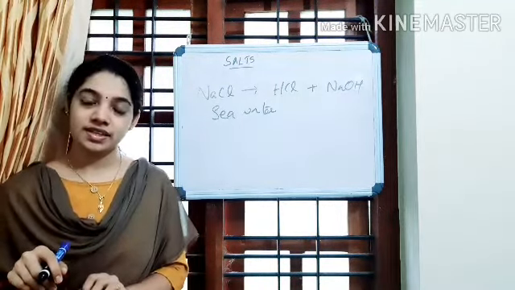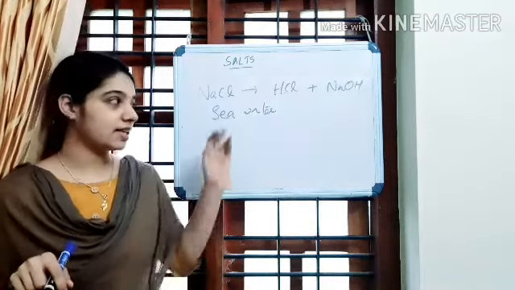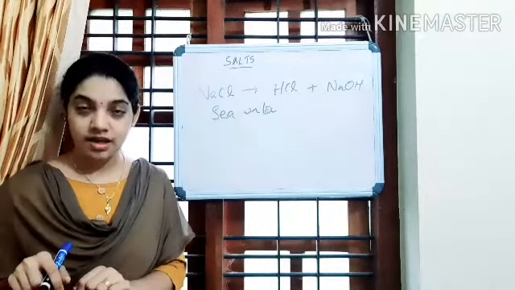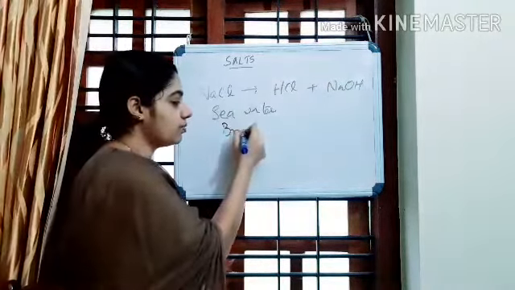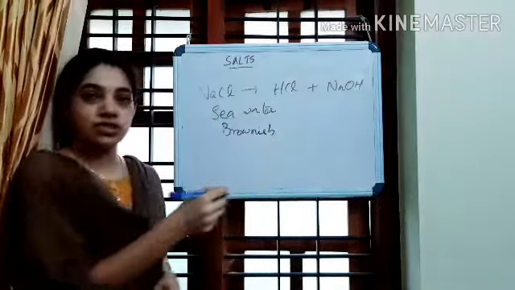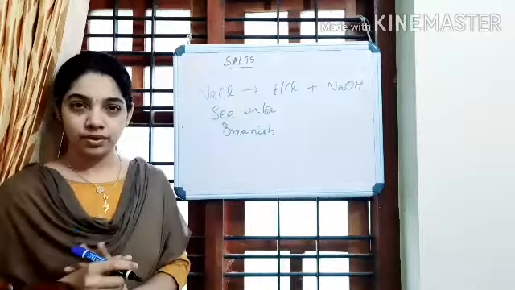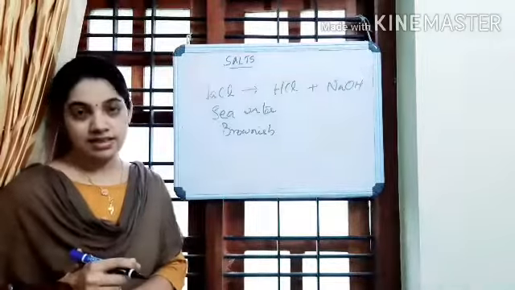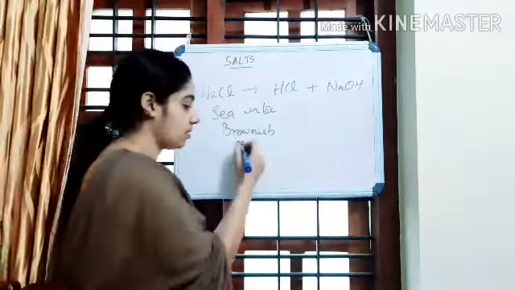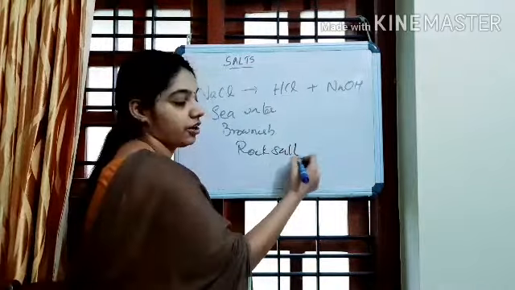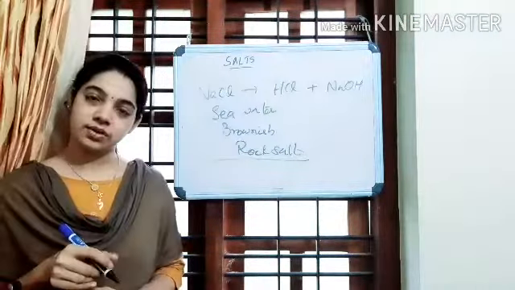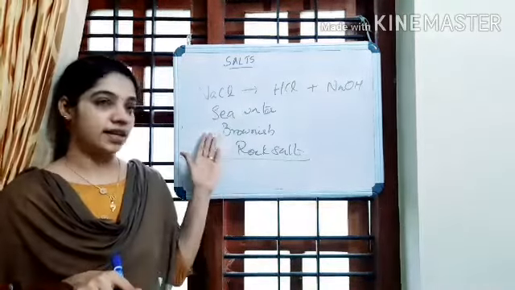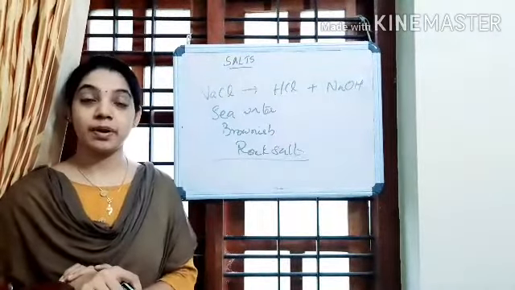Since all these things are present in seawater, when we extract the sodium chloride, it contains a lot of impurities. Its color will be almost brownish because of the impurities. Such salt we call rock salt. So rock salt is sodium chloride itself, but it contains a lot of impurities present in it, so it appears brownish in color.